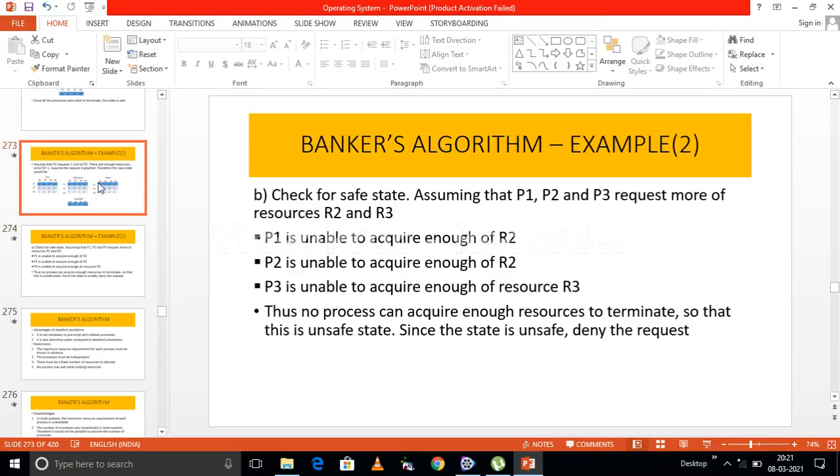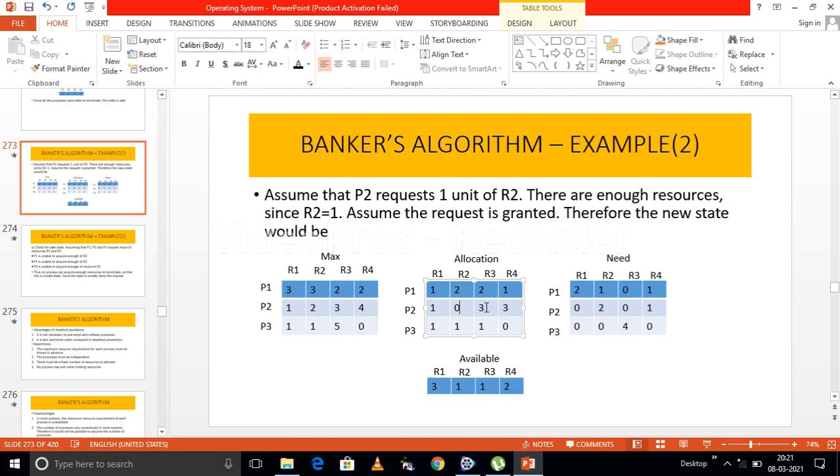Okay, so let me go back here. Because P2 is requesting 1 instance of R2, I am going to allocate it. So now, because 1 instance of R2 has been allocated, the need for P2, which was totally 2, will reduce to 1, because it already has 1 instance allocated. Now, because the R2 instance was given, the availability of R2 is going to become 0.